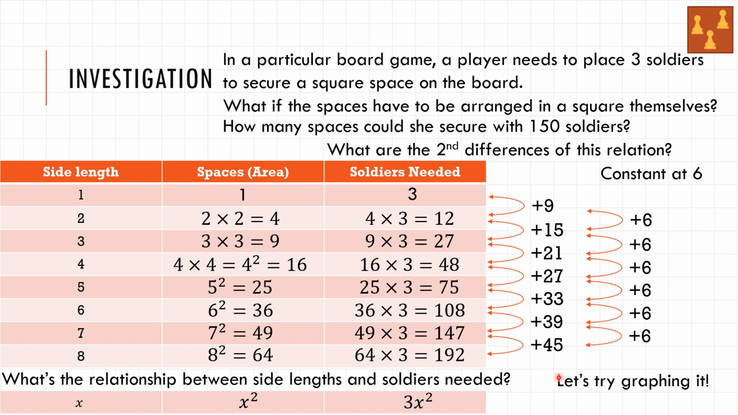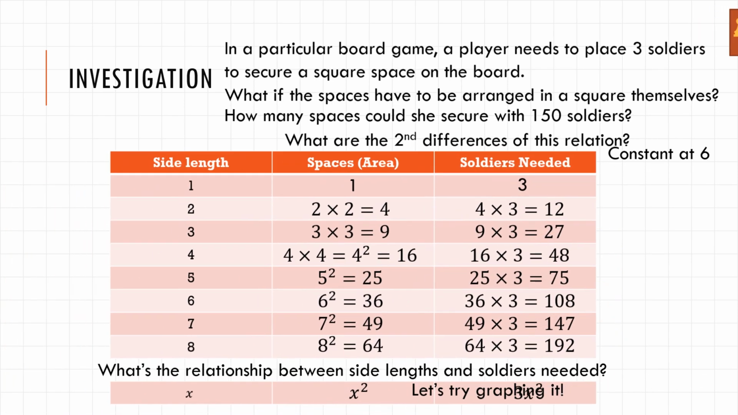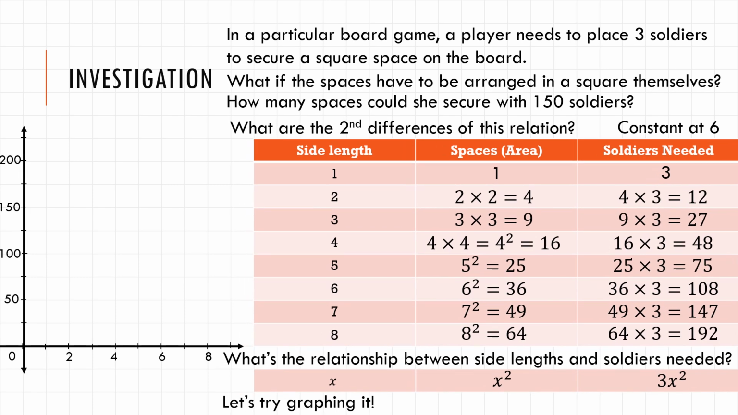So let's try graphing this relationship now. We know that it has constant second differences. All the second differences are 6. Let's see what this looks like on a graph. So here you can see I've started by sketching out a grid, a Cartesian coordinate plane. Notice my x values go from 0 to 8. And I know that this is okay. Actually, they go to 9.